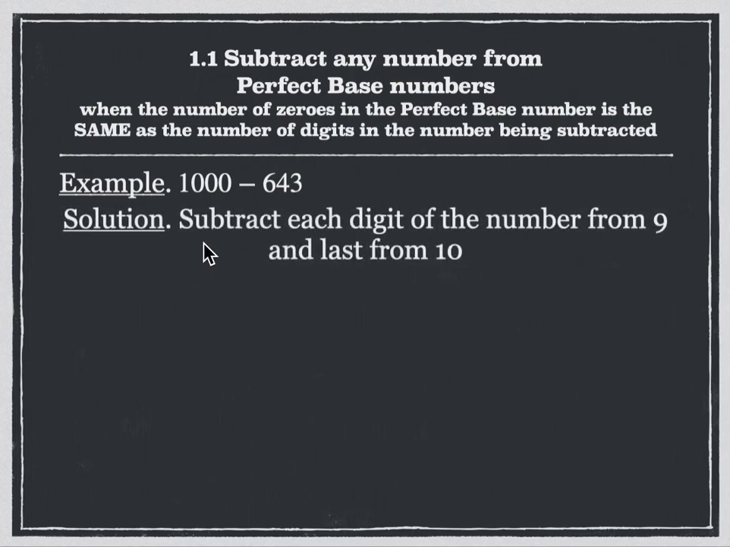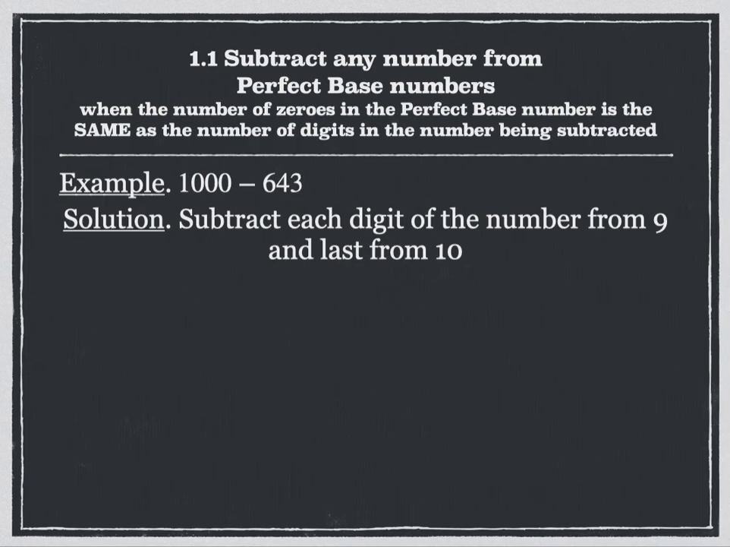So the solution is to subtract each digit. Our condition for 1.1 is that the number of zeros in this perfect base number is equal to the number of digits being subtracted. Subtract each digit from 9 and the last digit from 10. Again, that's how the sutra works. This is how our technique in Vedic mathematics works. So subtract each number from 9 and the last from 10.